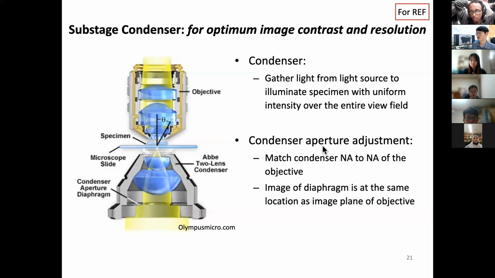So how do you adjust the aperture of your condenser? It's very simple, because your objective has an angle of acceptance, which is defined by the numerical aperture. You want to match the condenser NA to the NA of the objective. Otherwise, if you shine more high-angle light, that light would not go into your system. An image of the diaphragm is at the same location as the image plane of the objective lens. So that's the aperture diaphragm.